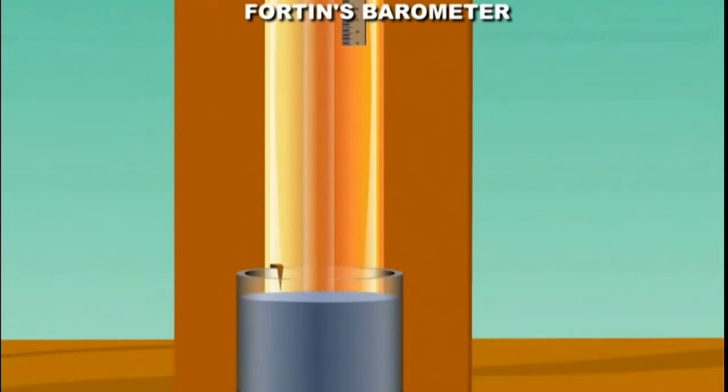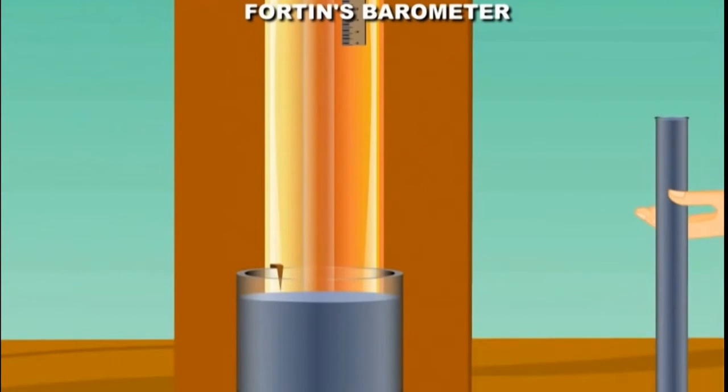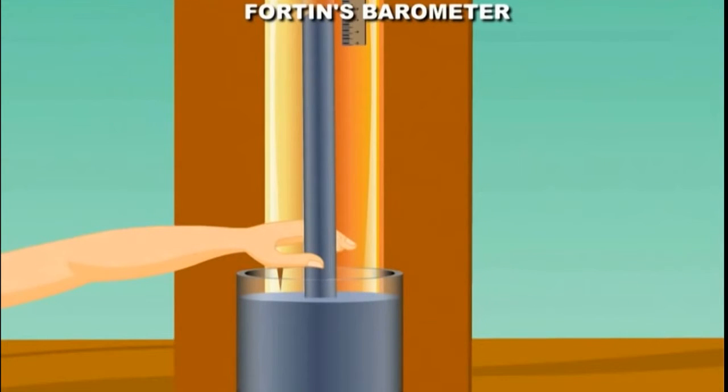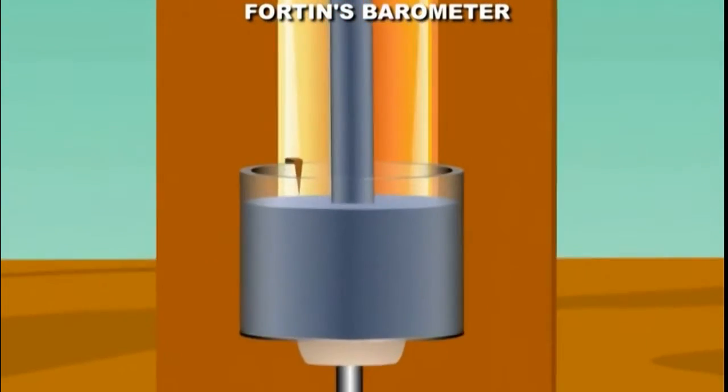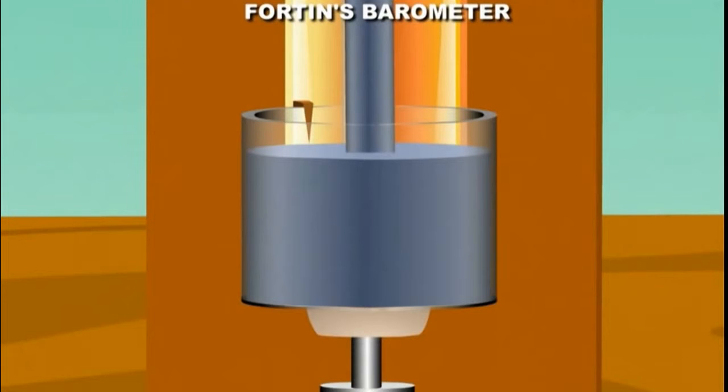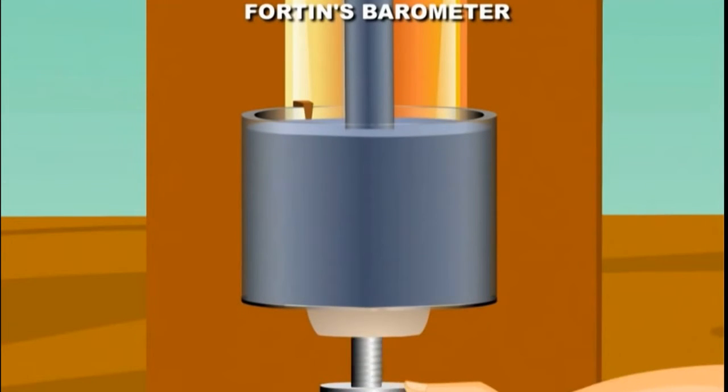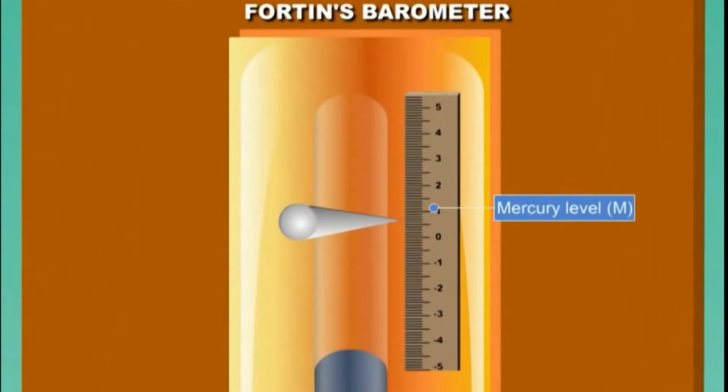A narrow glass tube filled with mercury is inverted and inserted in the mercury in the cistern. Adjusting the screw S, the mercury level can be made to coincide with the tip T. The reading of the mercury level M in the tube gives the atmospheric pressure. A vernier is also provided for accurate measurement of the reading.